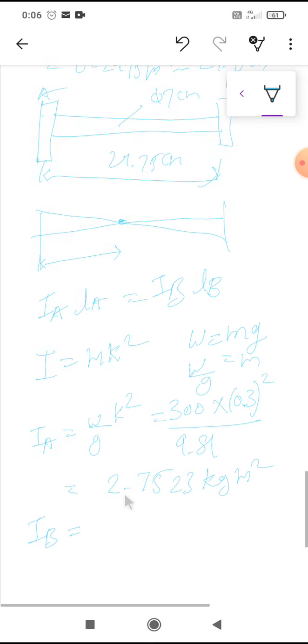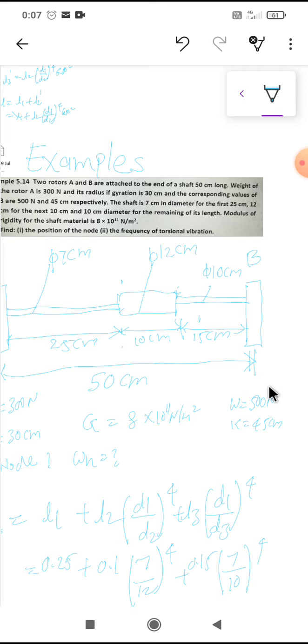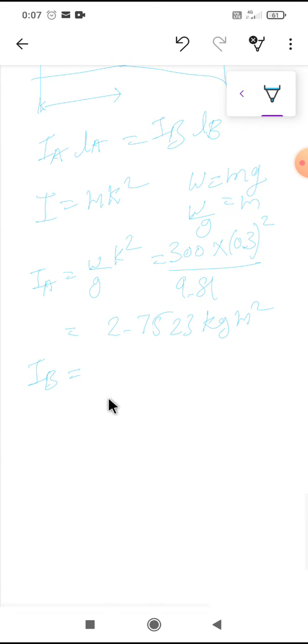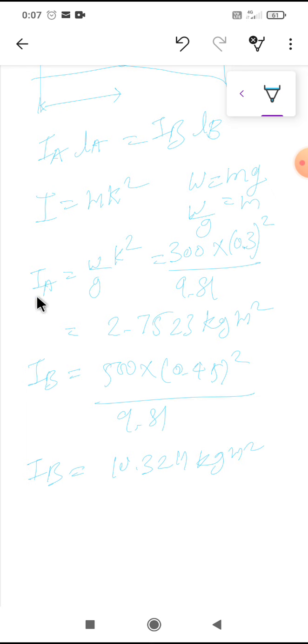Now IB, similar formula. What is the value of IB? Weight is 500 Newton and k is 45 centimeter, so it will be 500 into 0.45 whole square divided by 9.81. So IB we will get as 10.3211 kg meter square. So IA and IB we have got.